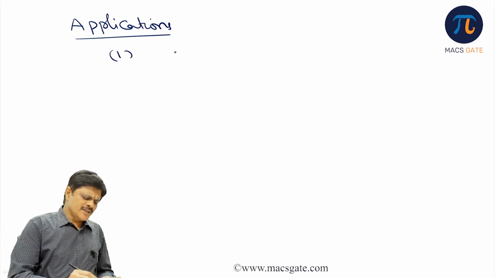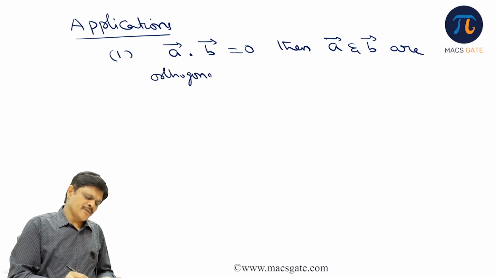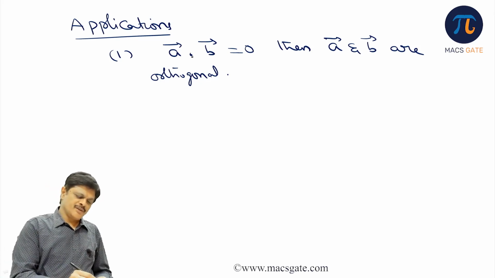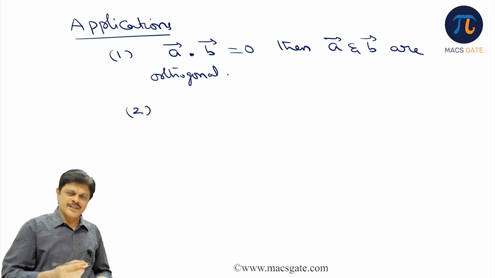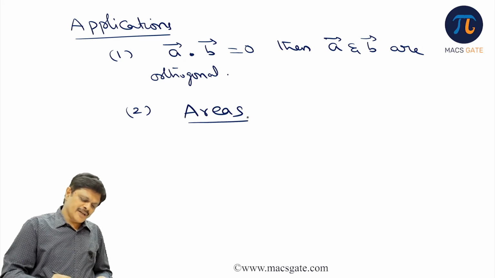See, for dot product, a simple application is, if the dot product of two vectors is 0, then we say that A and B are orthogonal vectors. To check whether the given vectors are orthogonal or not, we can use the dot product. That is the application for dot product. Now for cross product, we have applications where we can find areas. What areas we can find?